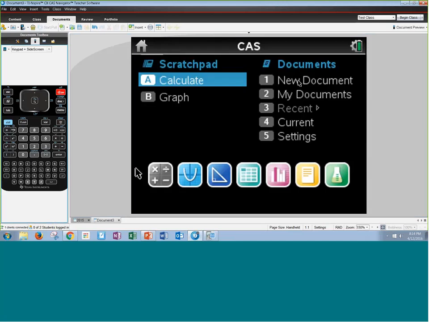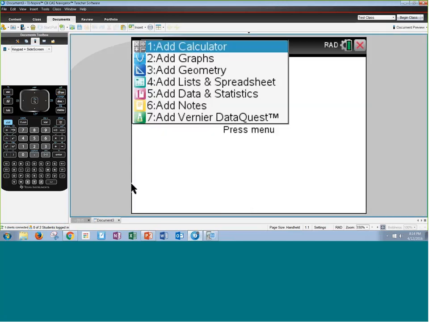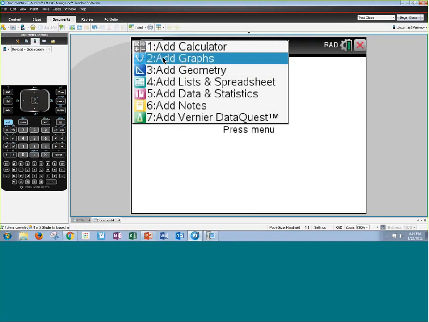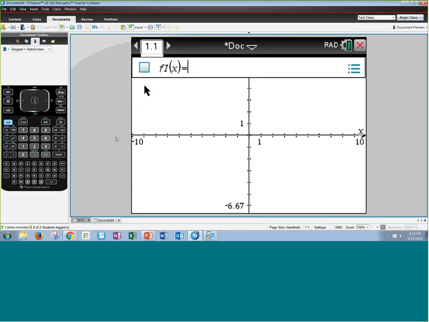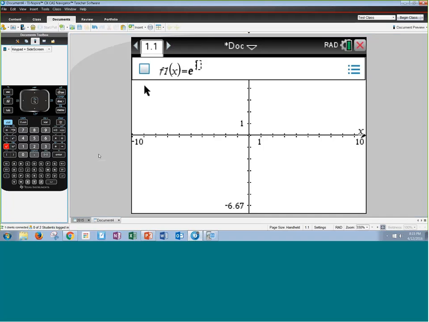So I'm going to open a new document, and I have a prompt as to what application I want to use. So I'll add graphs, and I want to enter the function. And students here, one of the things I wanted to point out, some students who haven't had a lot of practice with the TI-Nspire might use the letter E instead of the number E, and they say, I can't get a graph. And I go, oh, well, maybe you used the wrong E. And so we have to talk about that in class, especially if this is early in their use of the calculator.